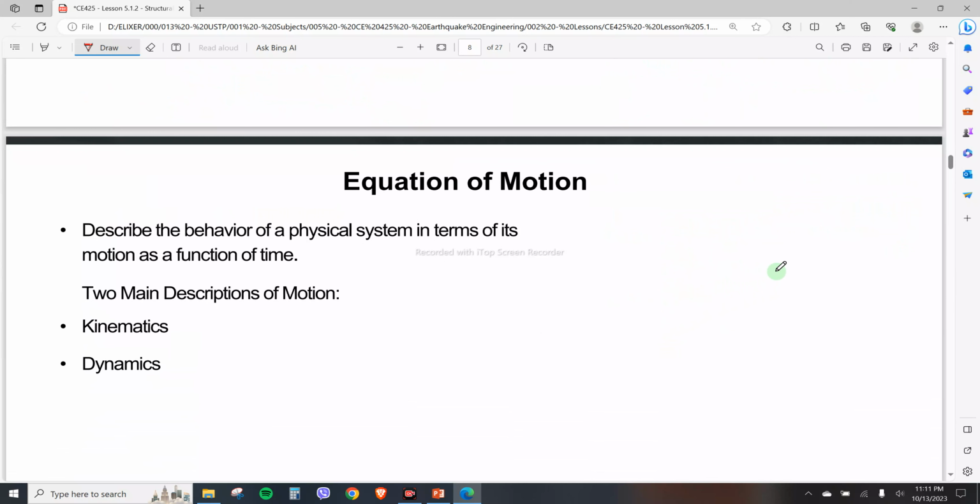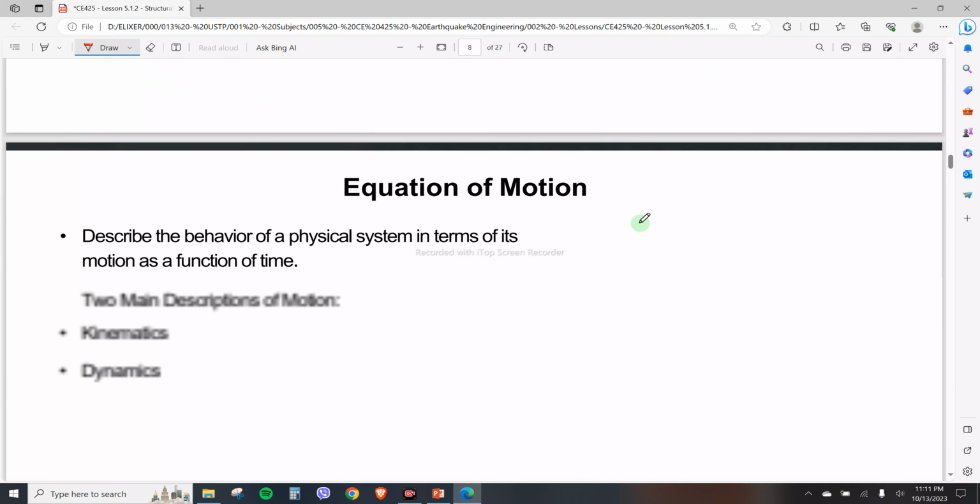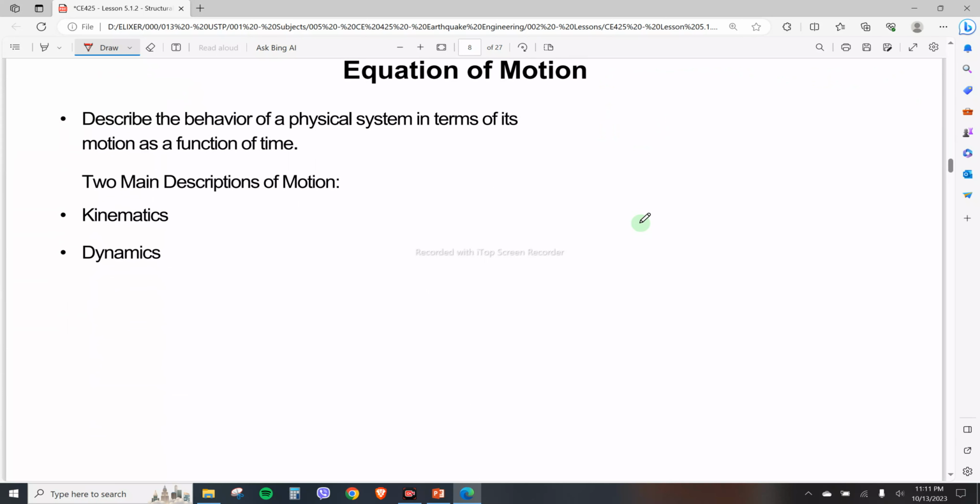So we have what we call an equation of motion. What is this equation of motion? The equation of motion describes the behavior of a physical system. The main definition of equation of motion: it describes the behavior of a physical system in terms of its motion as a function of time.